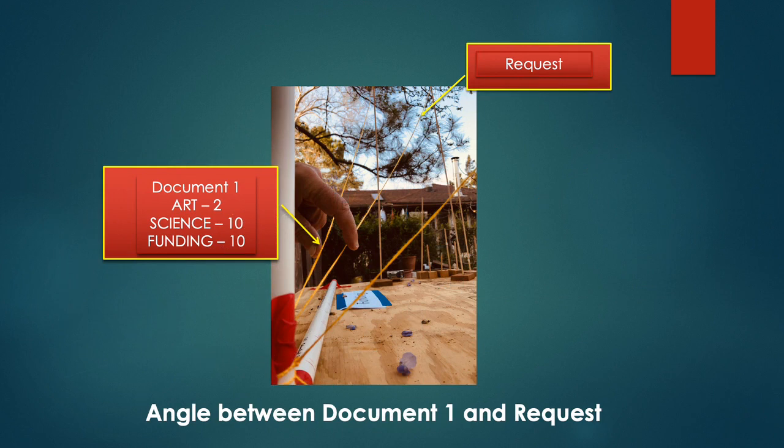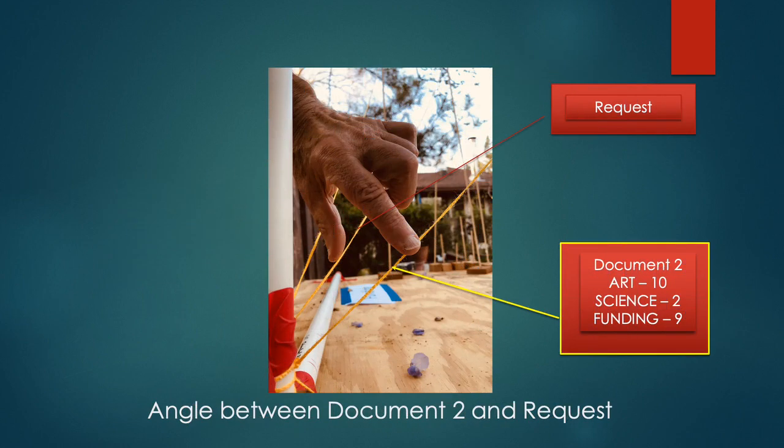Okay, we're going to work on this angle between document 1 and the request. When we looked earlier, it looked like that one was smaller, so we would say the document 1 is closer, but we want to have a numerical way of demonstrating that, and we need to be able to do it for more than 3 dimensions. So we're going to measure the angle between document 1 and the request.